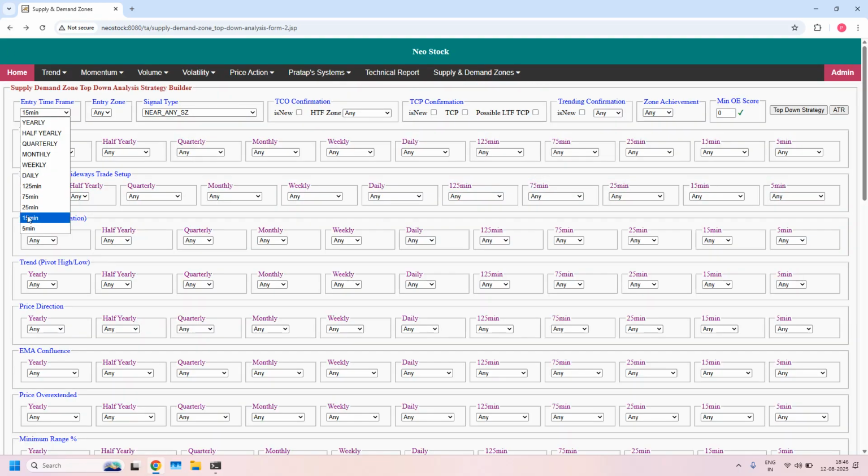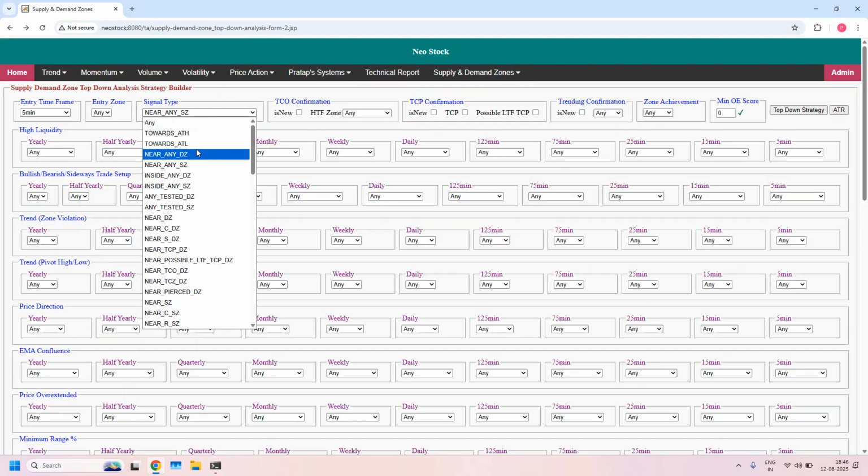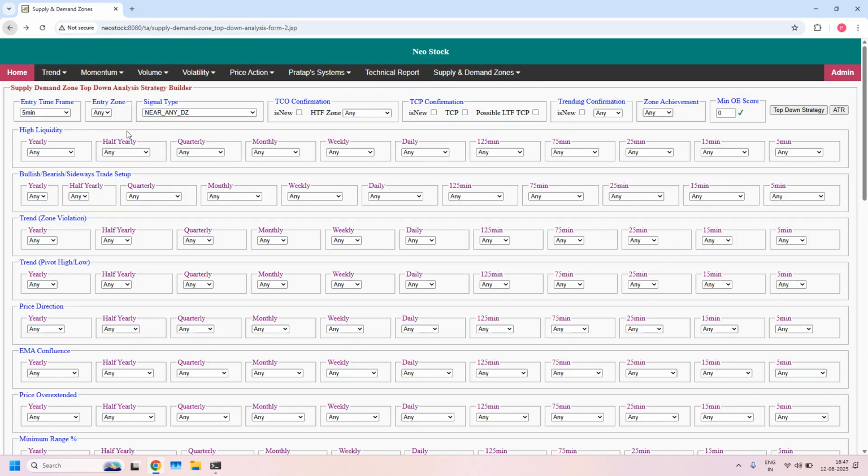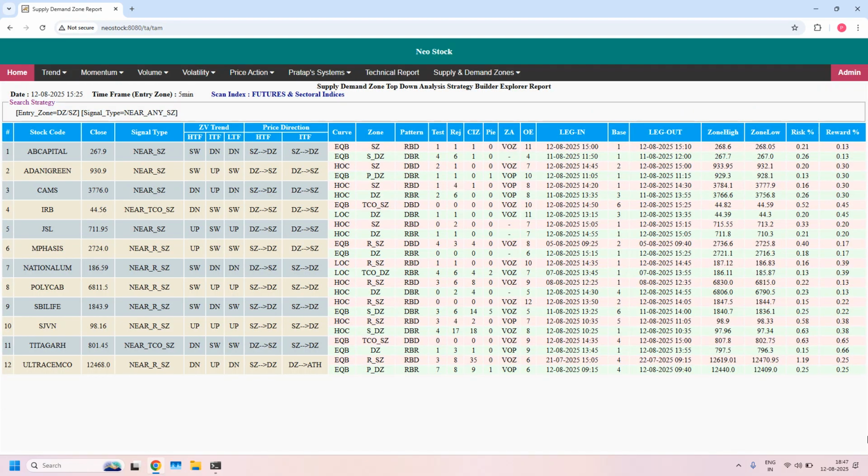Next time frame is 5 minutes. Stocks near to the 5 minutes demand zone. We got 6 stocks. Next, stocks near to the 5 minute supply zone. We got 12 stocks. So this is about stocks near demand and supply zones for different time frames.